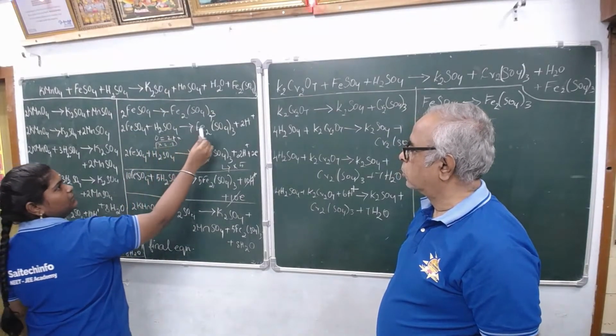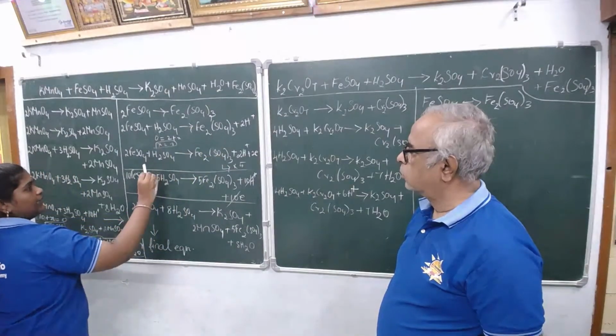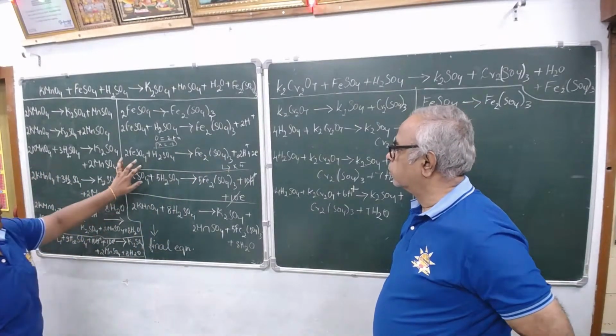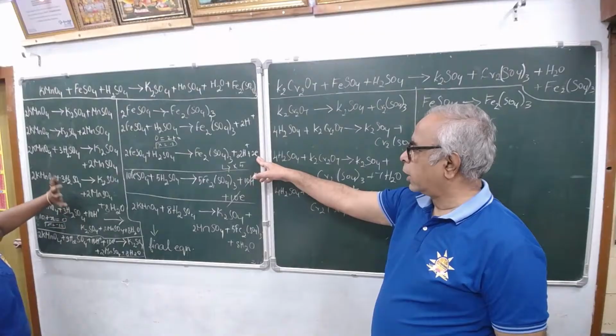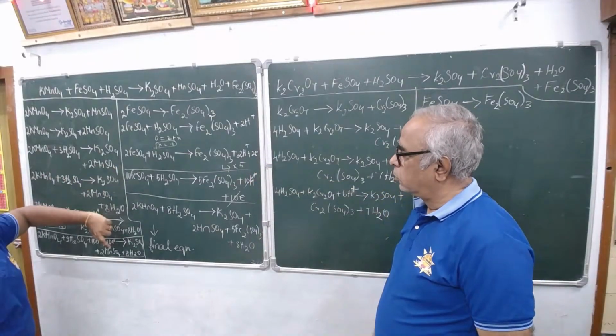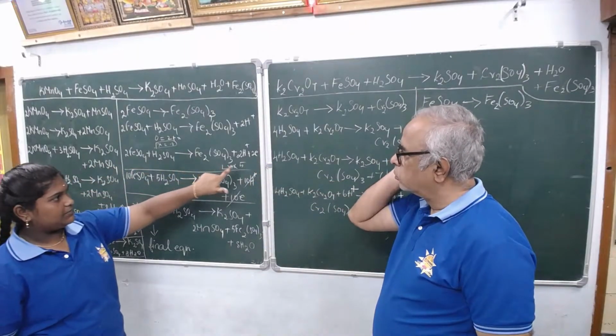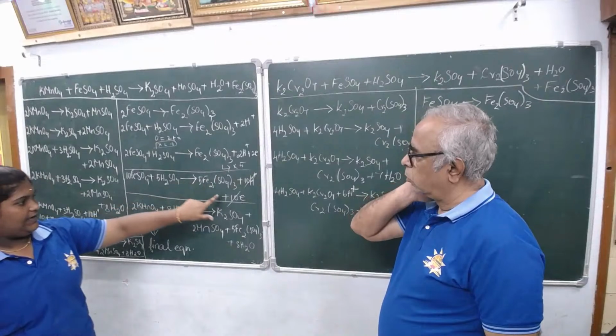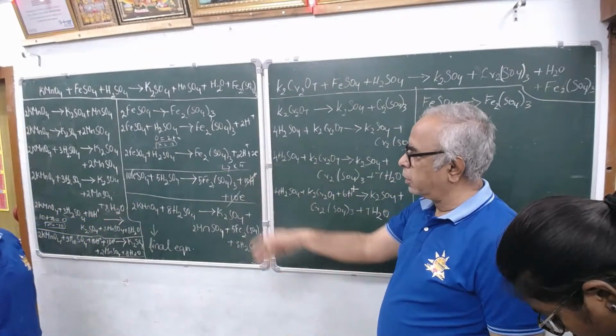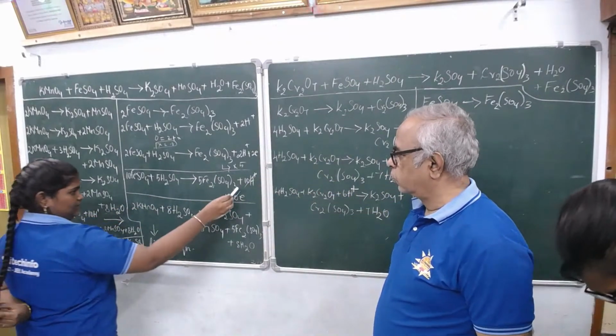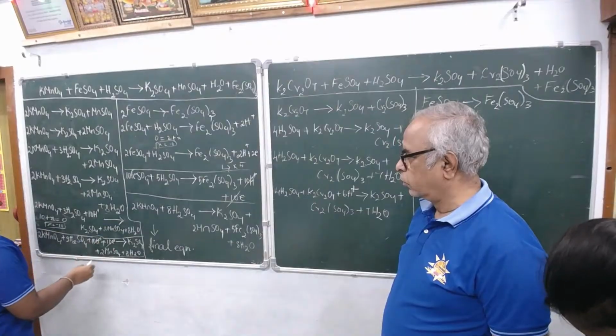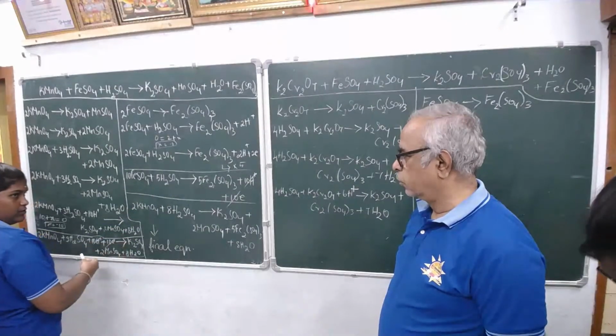0 equals 2 plus x, which is x equals minus 2. So 2 electrons are added on this side. To balance the electrons, we are multiplying this equation by 5, so we will get 10 electrons. Our objective is to eliminate these electrons, so we are cancelling this 10 electron and this 10 electron, and the H plus will also go cancelling.